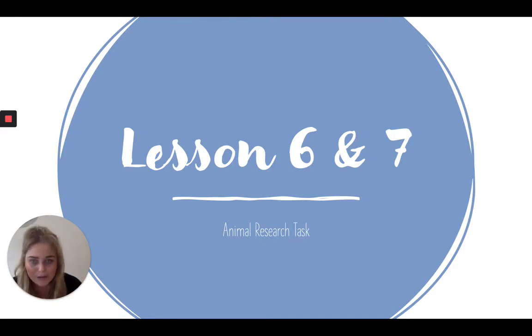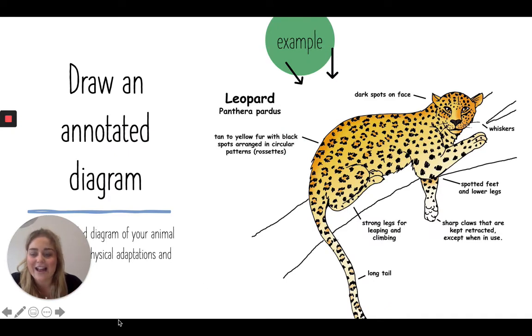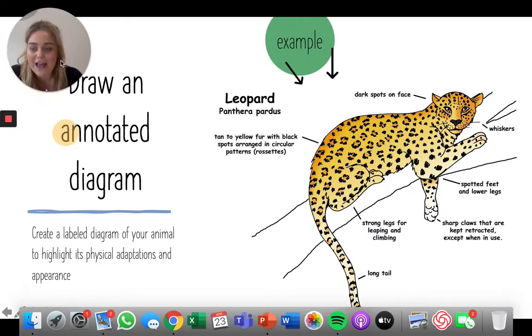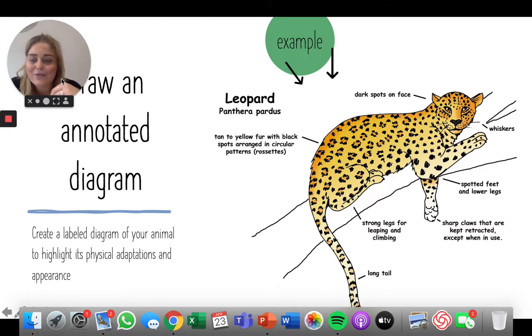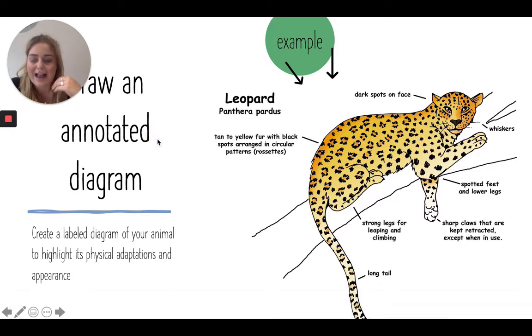What else could we be doing, you might ask? Well, for the next 2 lessons, you are going to be doing an annotated diagram. An annotated diagram is a drawing of the animal that has labels to point out points on that animal. So we are going to be doing an annotated diagram of our animal to show its physical adaptations and its appearance.